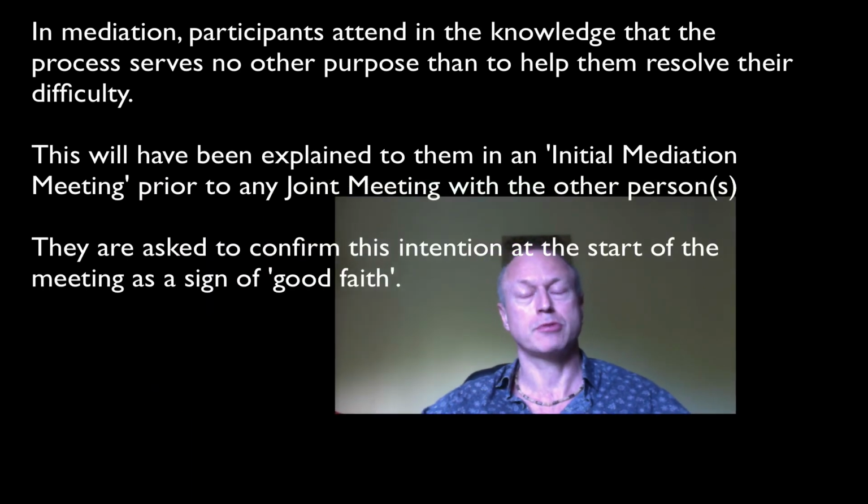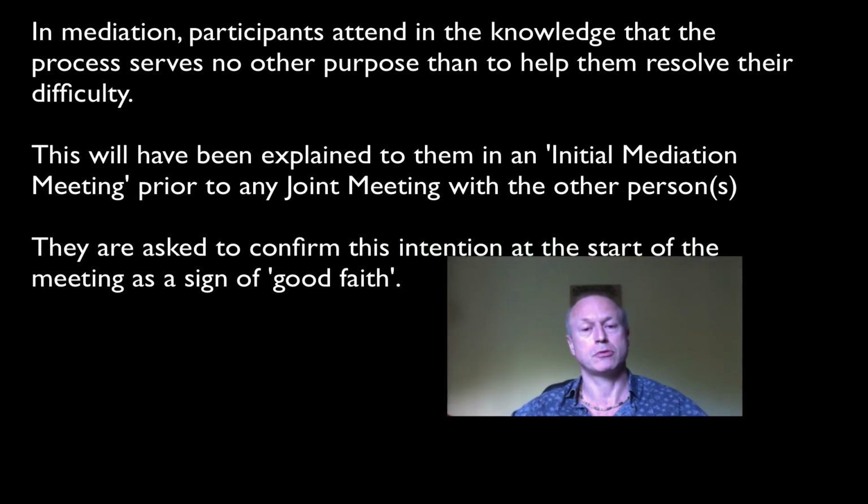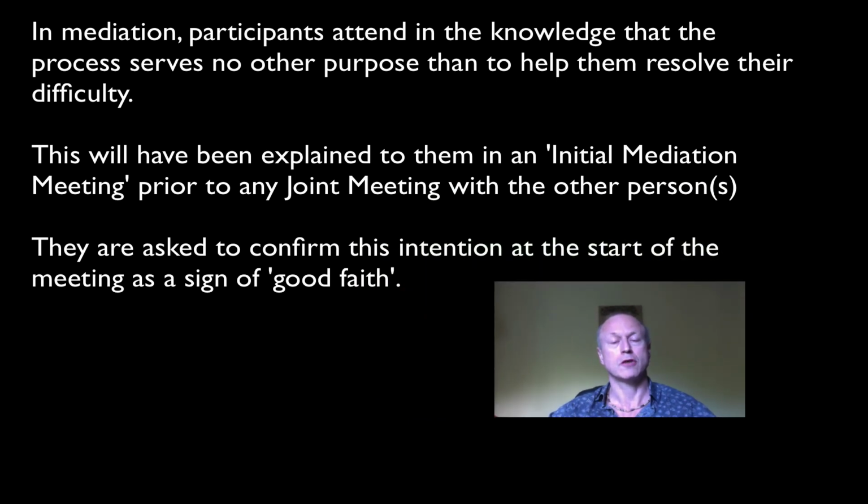So one of the things about it is that if people come to a joint meeting, they're turning up with the intention of trying to resolve. In the approach that I take, I ask both people or all people present to confirm that in each other's presence at the start of the meeting, so that they are clear that they're there with a particular intention of trying to resolve things. If they can't confirm that, then I wouldn't go ahead with the meeting, because there's no point us all turning up if there's not a shared intention to try to resolve things.